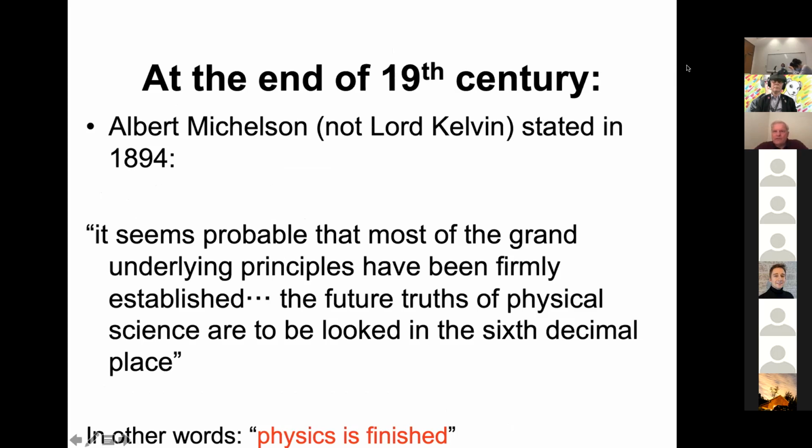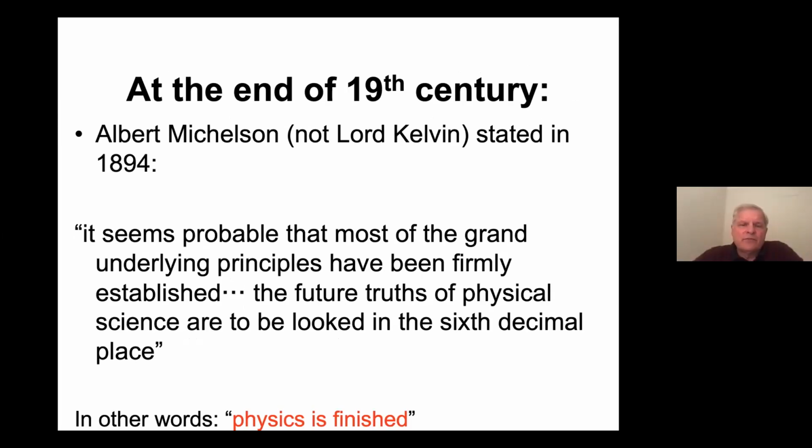So let's start with some history. Most of today's lecture will be historical, and this is the beginning of the story. At the end of the 19th century, in fact 1894, Albert Michelson, who got a Nobel Prize for measuring the speed of light, stated in an address to the Royal Society, I believe, which is attributed incorrectly quite often to Lord Kelvin, but that was Albert Michelson, that it seems probable that most of the grand underlying principles have been firmly established. The future truths of physical science are to be looked for in the sixth decimal place.